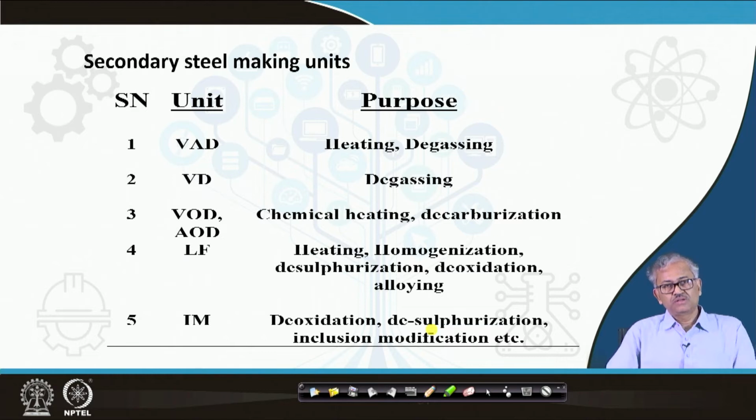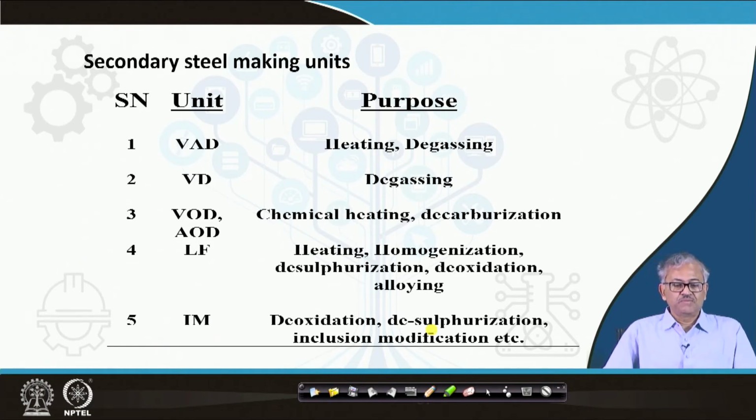Another unit, which I will come to later on also, is the RH degasser. That is also a very versatile unit, where you can do deep deoxidation, decarburization, synthetic slag treatment and degassing, because it is equipped with vacuum, whereas the LF is not equipped with vacuum. So you can do degassing, desulfurization, deoxidation and alloying very effectively. Especially, RH is used for making microalloyed steel, and for deep deoxidation and deep desulfurization.